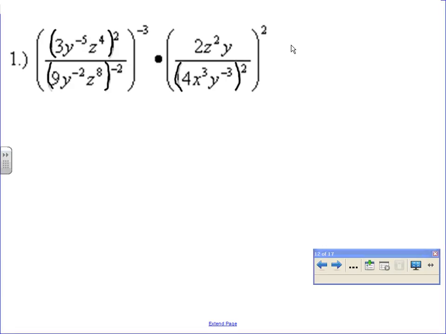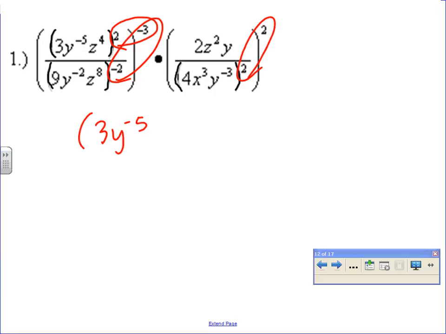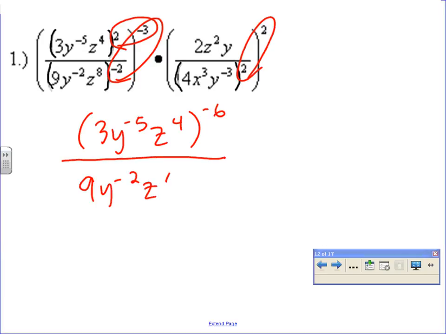Okay, what do you think you would do first on a problem like this? Heather? Okay, so good job. Here's what you need to do first on a problem like this. So I want you to watch in case you ever see something like this on a smaller scale. So you would do that first. So let me just write that down, and then I want you to tell me the next step, and then we're done. So this is going to be 3y to the negative 5th, z to the 4th, all to the negative 6th power, all over 9y to the negative 2nd, z to the 8th, all to the positive 6th power.